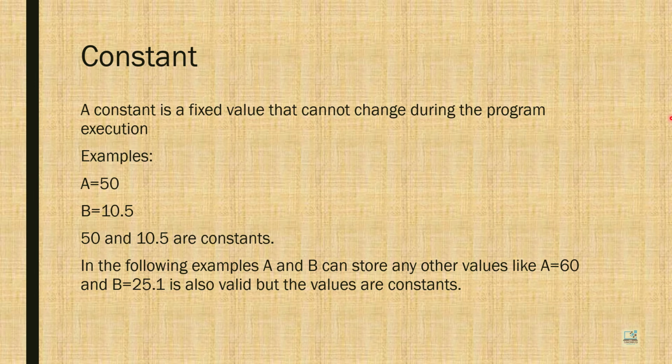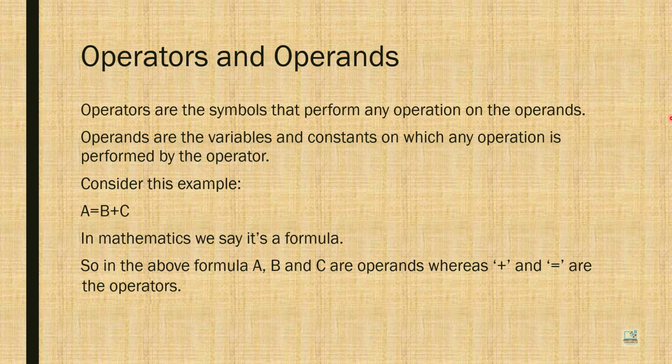Okay. Next is operators and operands. So we can say that operators are the symbols that perform any operation on the operands. Operands are the variables and the constants on which any operation is performed by the operator. Now take this example, A equal to B plus C. In this example we are adding B and C, and then we are storing the sum in the variable A.